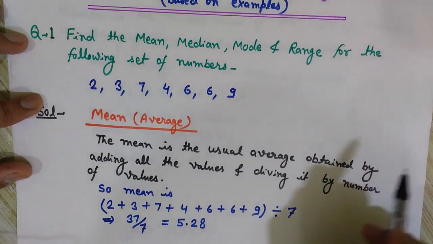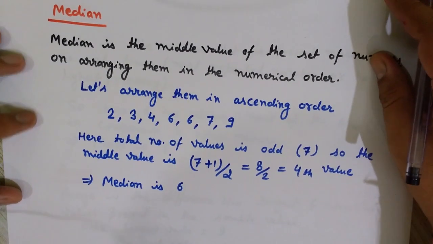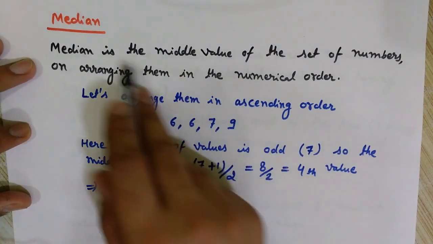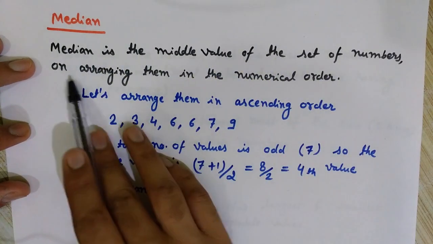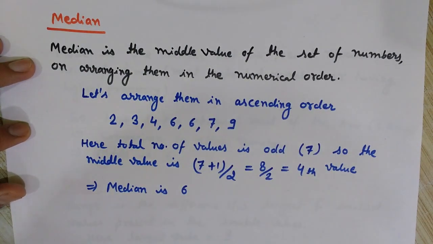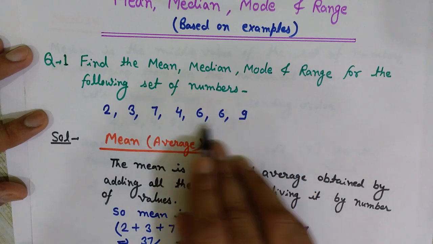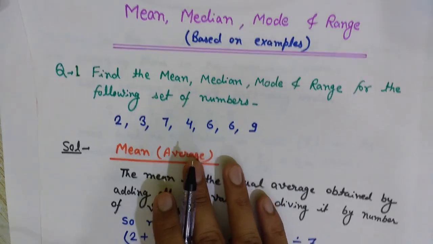Now let's come to another concept, the median. How can we calculate the median of a given set of numbers? Here I will also show you another example, so watch that example also, because you will learn other concepts in that second example. So let's calculate the median. What is the median? The median is the middle value of the set of numbers when arranged in numerical order. So let's arrange them in ascending order, the increasing order, where the magnitude is increasing.